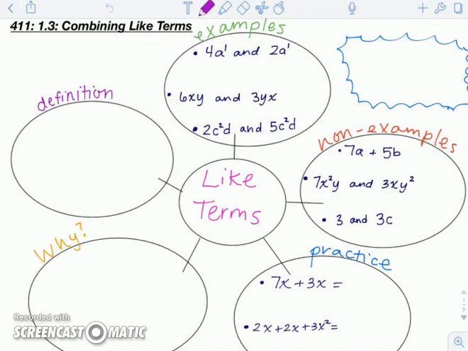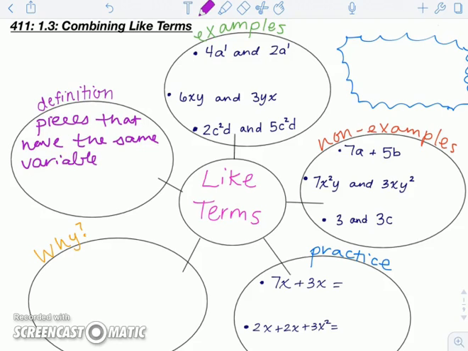So like terms are terms that have the same variable and exponent. So pieces that have the same variable and same exponent. So we want it to have the same letter and then the same numbers on that letter. So same letter and then same power.